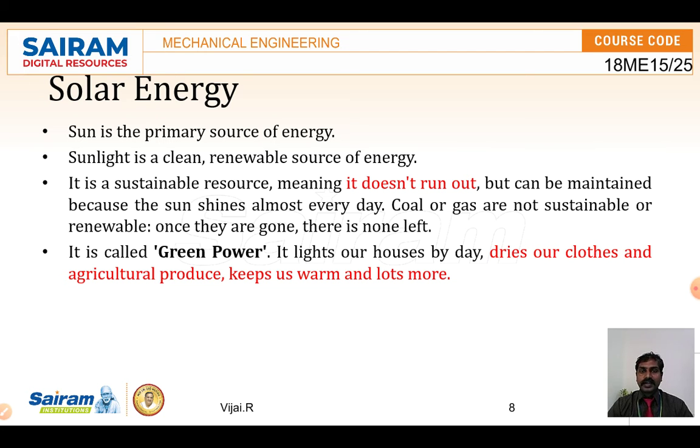Solar energy is the primary source of energy. We get solar energy directly from the sun. It is a clean, renewable form of energy. Every day we get pure energy, and it is a sustainable resource. It doesn't run out. Coal or gas, which we dig from the earth, we cannot get much of in the future.